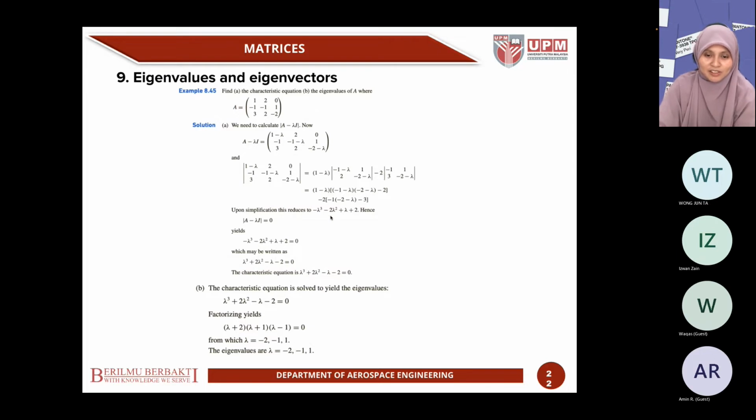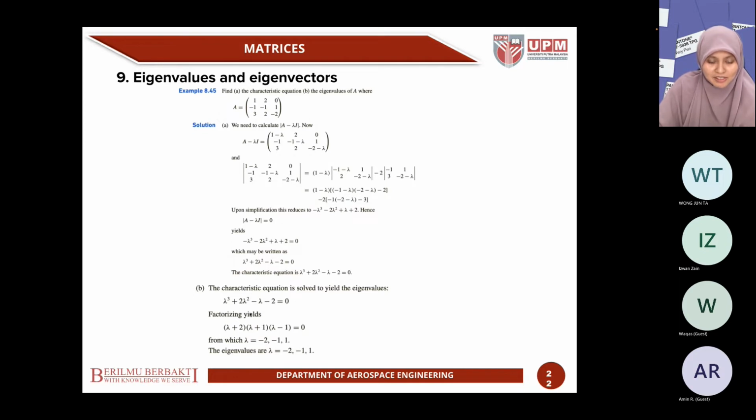So you get reduced to this characteristic equation, a power of 3. Of course, power of 3 because we have a 3 times 3 matrix. So we need to solve this characteristic equation. We just change the positive and negative signs so it will be easier for us. The characteristic equation is lambda power of 3 plus 2 lambda square minus lambda minus 2 equals 0.